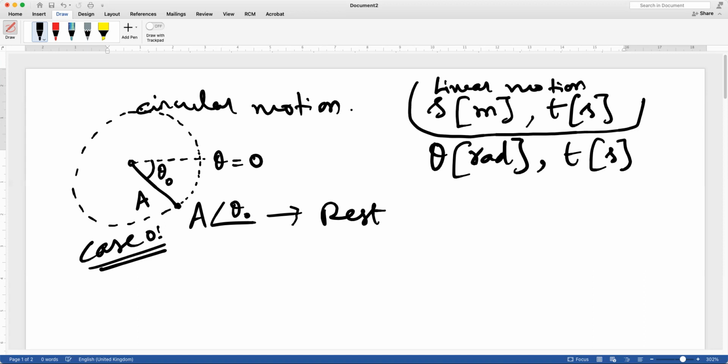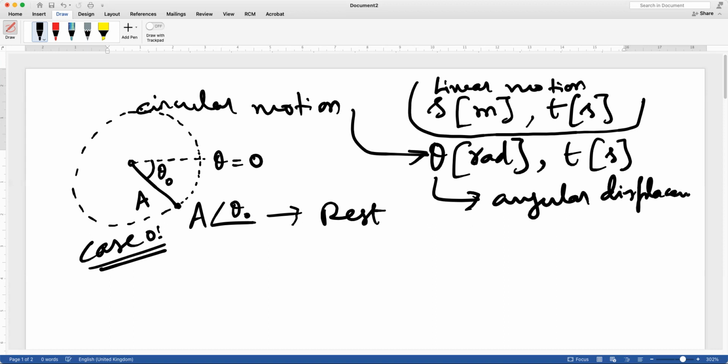But in circular motion, the equivalent is called the angular displacement. For understanding, at rest means d theta by dt is 0. That means nothing is moving. So we do the same kind of analysis.